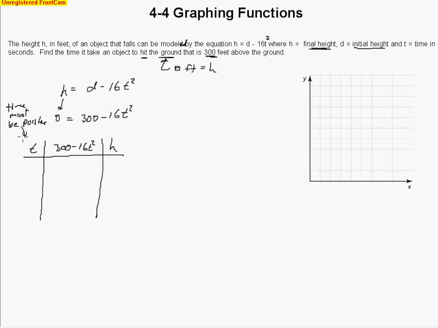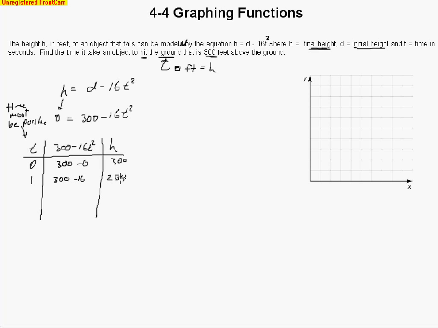So I'm going to start off with 0 though. And so when I start off with 0, you see how it's going to make 0 squared as 0 times 16 would be 0. So you can see I'm starting 300 feet up. And that's what it said. But then after 1 second, let's see where we end up getting. So I have to square 1 first, which is just 1, and then take 16 away from that. And when I go ahead and do that, that's going to give me 284.